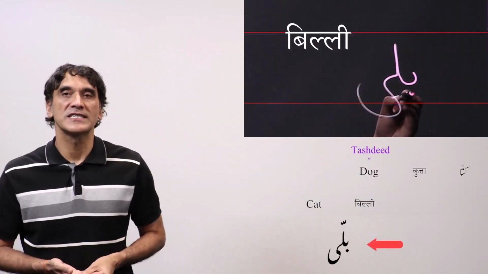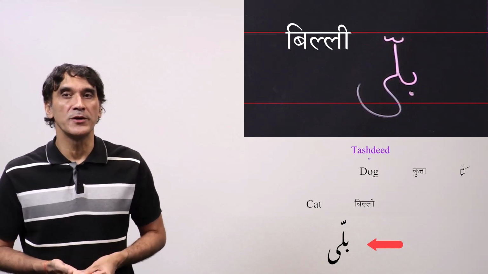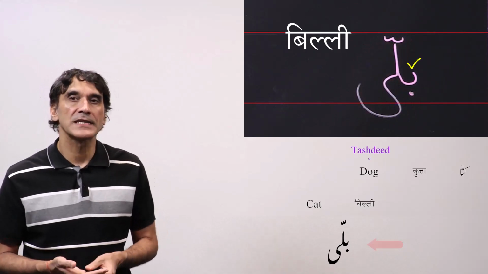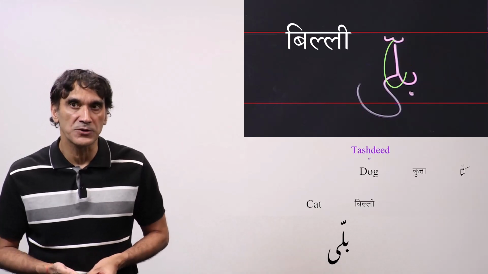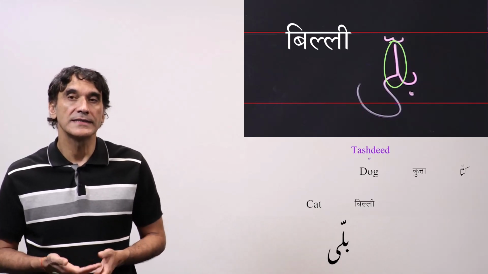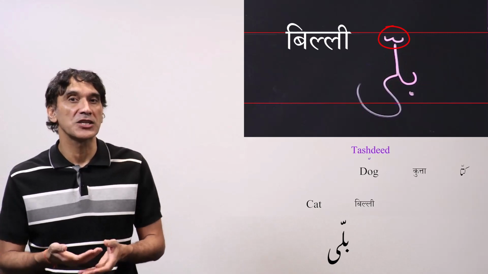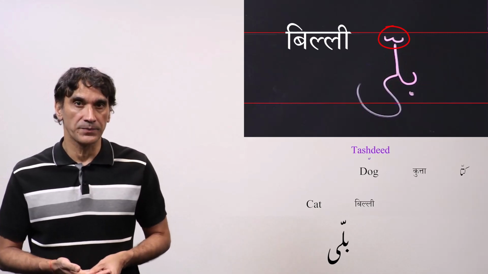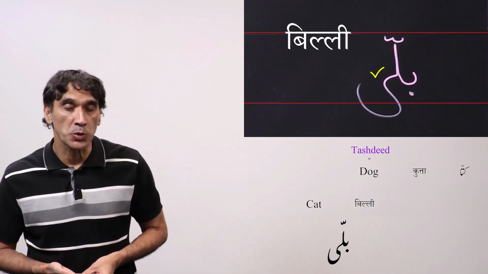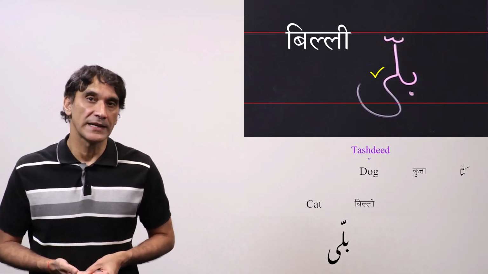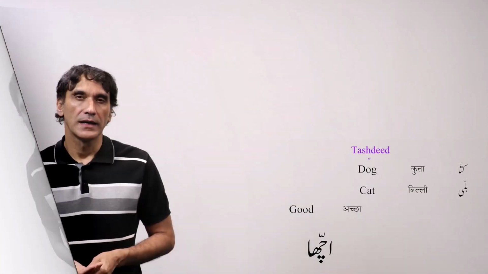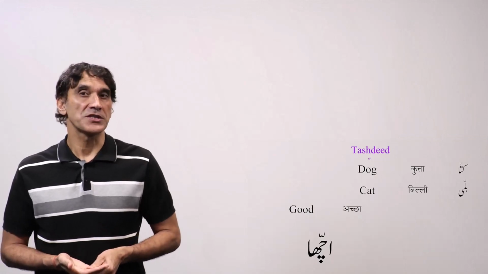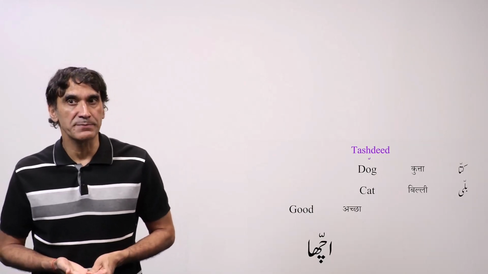The second word is billi. Here the la sound is reduplicated, so the Tashdeed will be on lam. The first letter is be, so it takes the initial form and it connects to lam, which will take the medial form. Since the la sound is reduplicated, Tashdeed will be added on top of lam. And the last letter is choti ye, which represents long e matra in Hindi. So bi-li, billi.